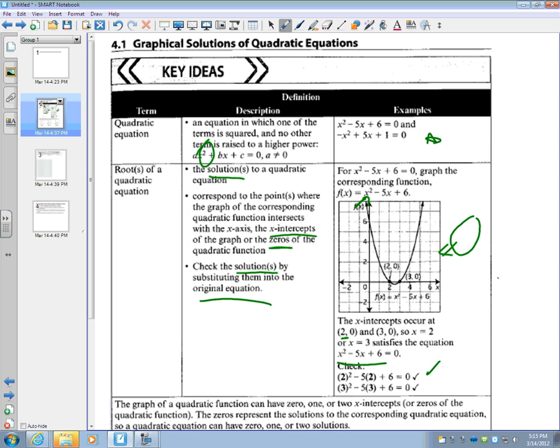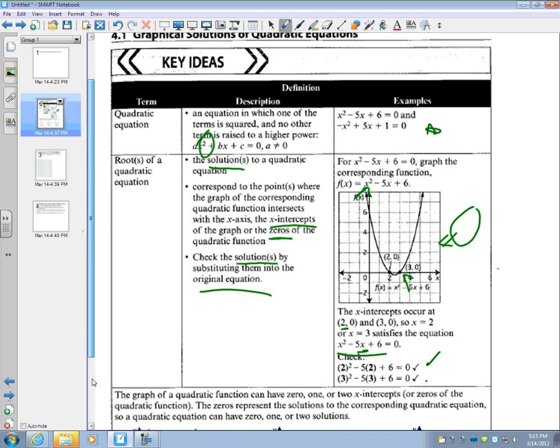We do the same thing with the other x-intercept, the other zero, the other solution. We say 3 squared minus 5 times 3 plus 6, subbing it in here. Well, that's 9 minus 15 plus 6, which is also 0.